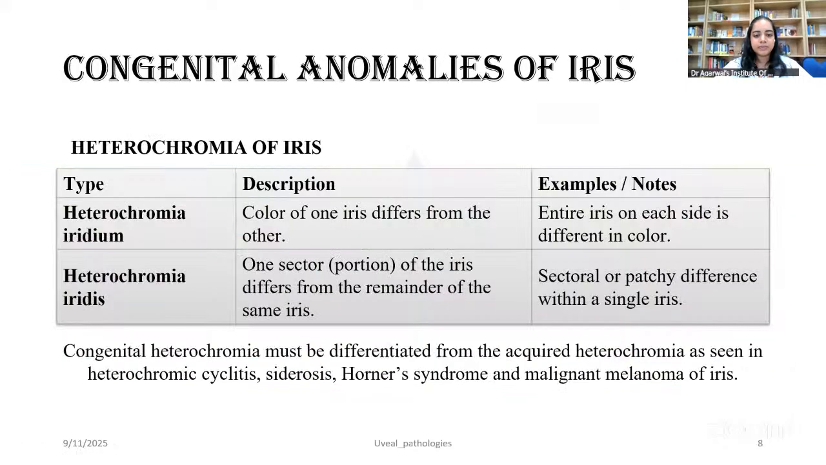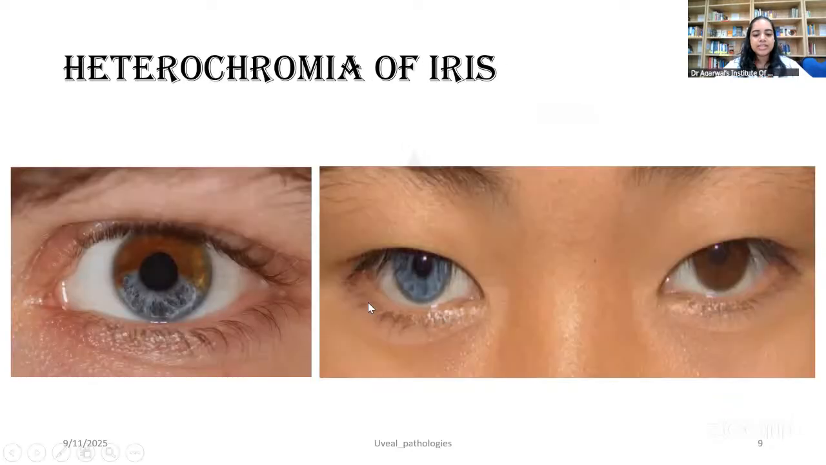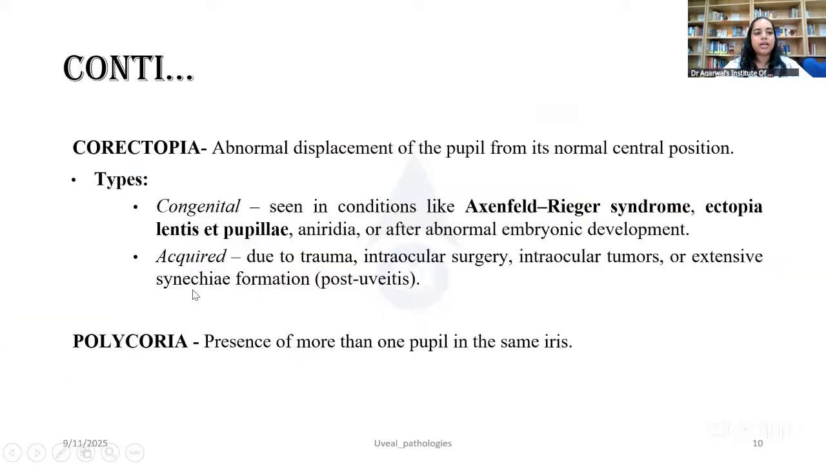The color of the iris is different from the other eye, that is heterochromia iridum, and in the same eye, the iris color is divided into two, that is heterochromia iridis. Correctopia is the abnormal displacement of the pupil from its normal central position.